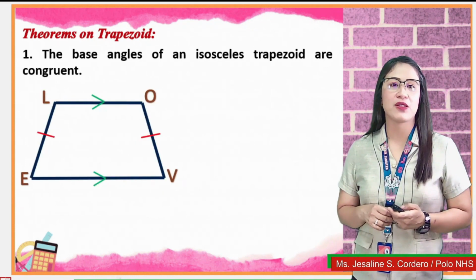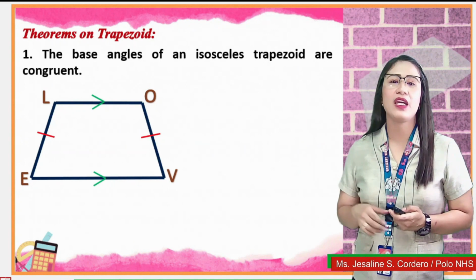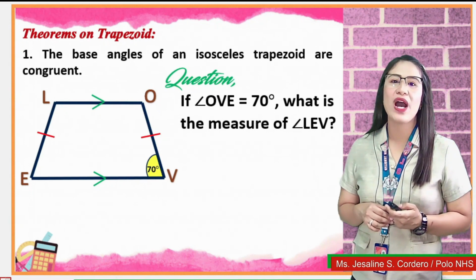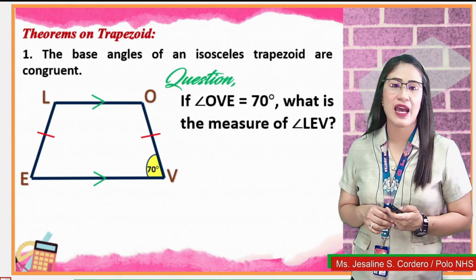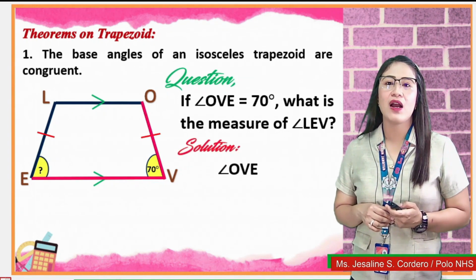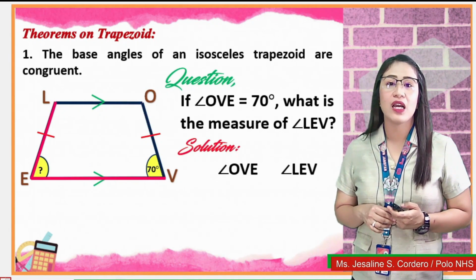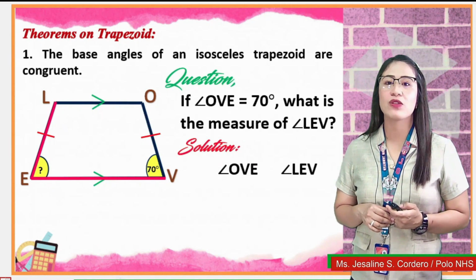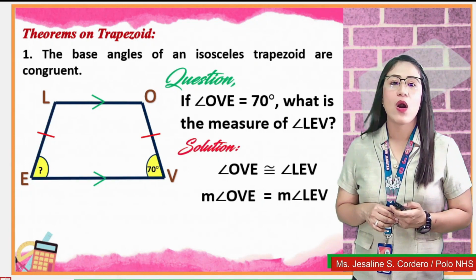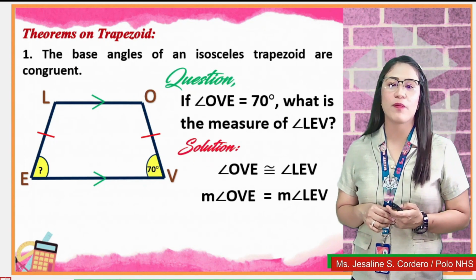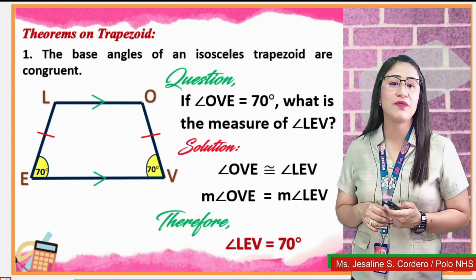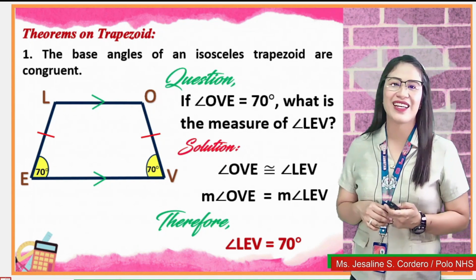Given isosceles trapezoid LOVE, if angle OVE is 70 degrees, what is the measure of angle LEB? Since angle OVE and angle LEB are base angles, they are congruent. Hence, the measurement of angle OVE is equal to the measurement of angle LEB. Therefore, angle LEB is also 70 degrees.